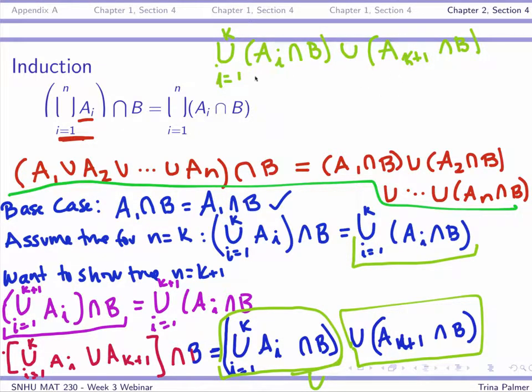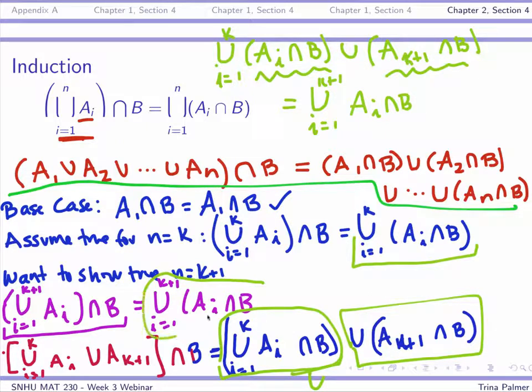Well, now these two pieces are the same, so I can just tie them all together. This is the union of I equals 1 to k plus 1 of AI intersect B, which is down here, which is what I was trying to show. I feel like this is a mess. Hopefully that made some sort of sense. But that would be the end of the proof. And the homework one is very, very similar to this one.